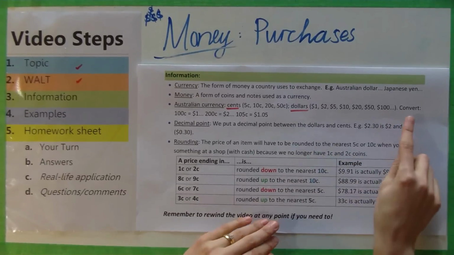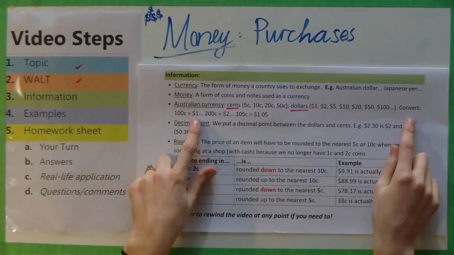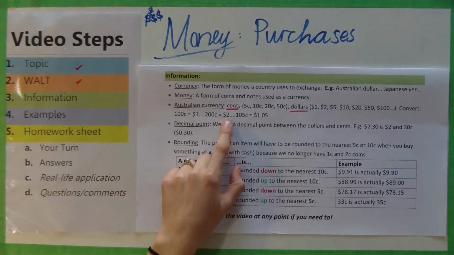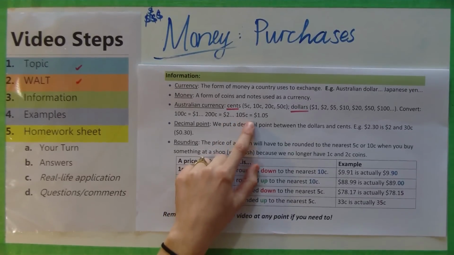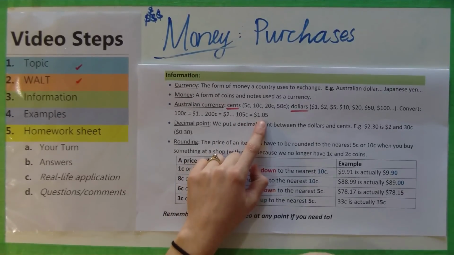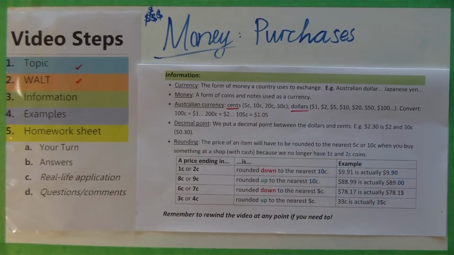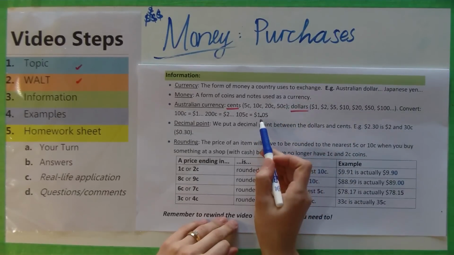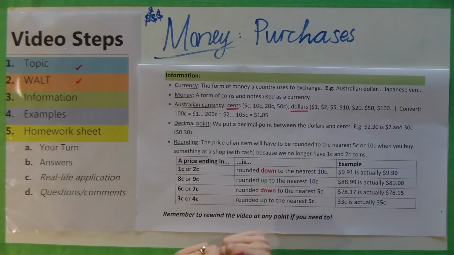And as a little conversion, 100 cents equals $1. 200 cents is the same as $2. 105 cents therefore is the same as $1.05. And notice on here, the dollar and the cents are broken up by the decimal point. One whole dollar, and then there is 5 cents at the end there.